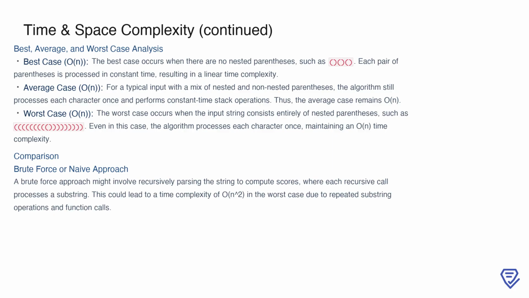Now, let's analyze the best, average, and worst-case scenarios for this algorithm. In the best case, where there are no nested parentheses, such as ()()(), each pair of parentheses is processed in constant time, resulting in a linear time complexity of O(n). In the average case, which features a mix of nested and non-nested parentheses, the algorithm still processes each character exactly once and uses constant time stack operations. This means the average case also maintains a time complexity of O(n).